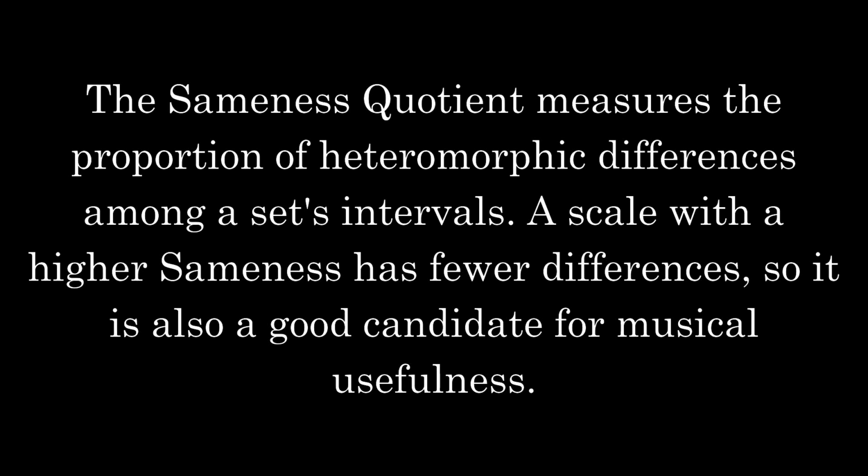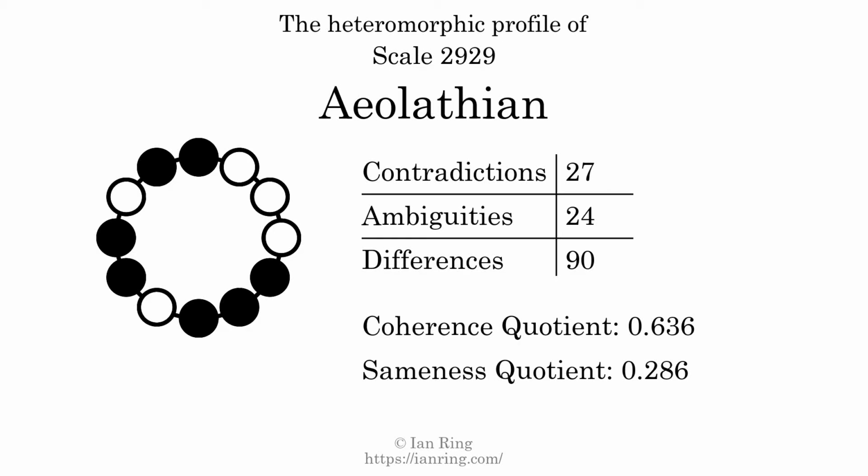The sameness quotient measures the proportion of heteromorphic differences among a set's intervals. A scale with a higher sameness has fewer differences, so it is also a good candidate for musical usefulness. The sameness quotient is 0.286.